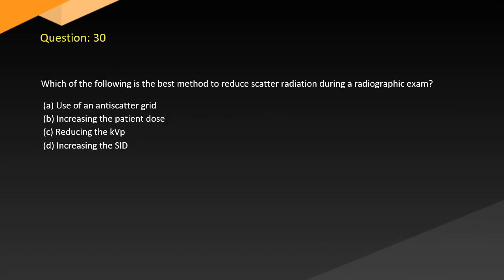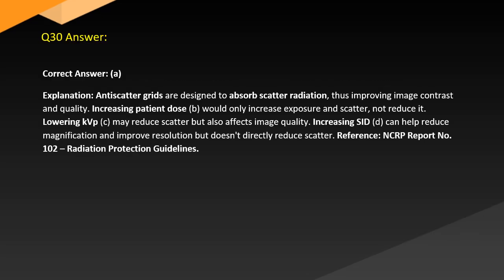Question 30. Which of the following is the best method to reduce scatter radiation during a radiographic exam? A. Use of an anti-scatter grid. B. Increasing the patient dose. C. Reducing the kVp. D. Increasing the SID.